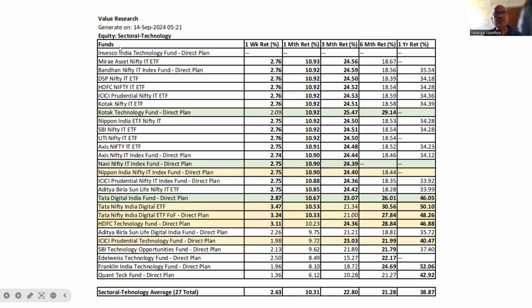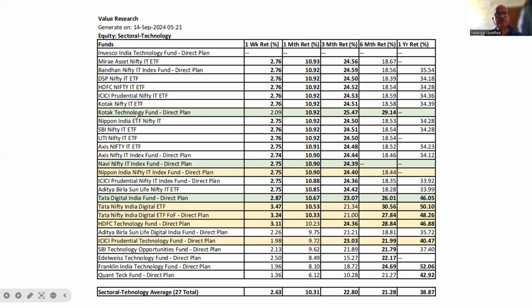Next, we are moving to technology funds. Technology funds, there are 27 funds. They give a whopping 2.63% for the last 1 week, 10.31% for last 1 month, very impressive, 22.80 for 3 months. After that, it is a bit subdued for 6 months and 1 year, not impressive, 21.28 and 38.87. But of late, they have been doing very well.